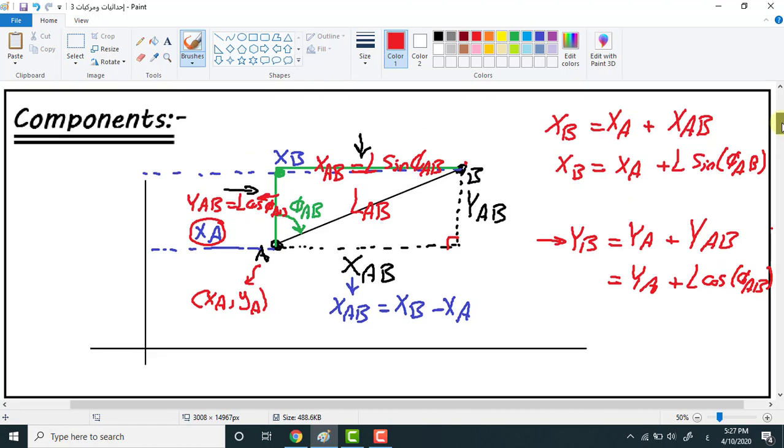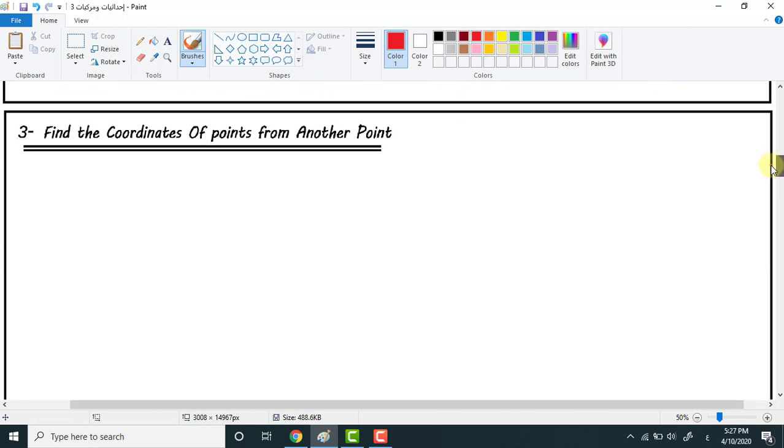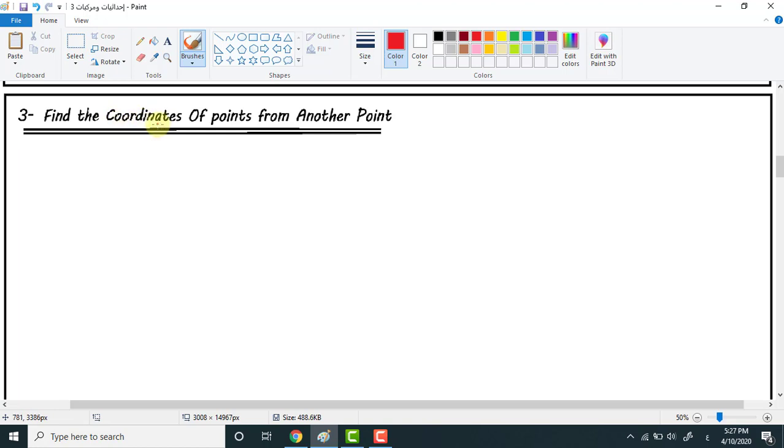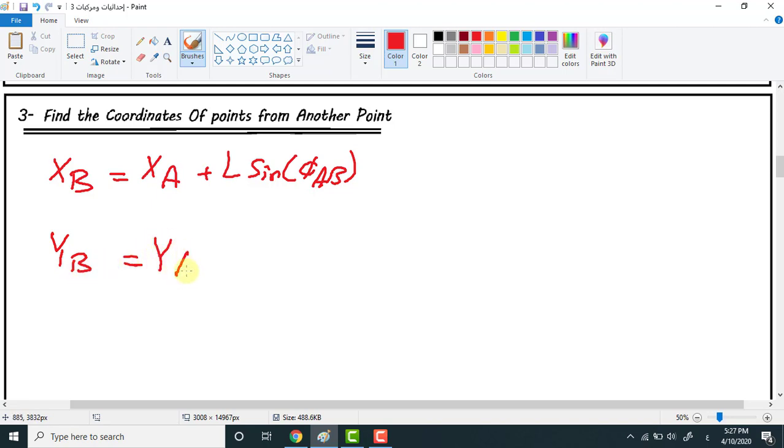This is the third application on the components and coordinates. The third application: if you want the coordinates of an unknown point and you have the coordinates of the other point, and you have the length and the bearing of this line, you can calculate XB equals XA plus L sine phi AB, and you can also calculate YB equals YA plus L cosine phi AB.